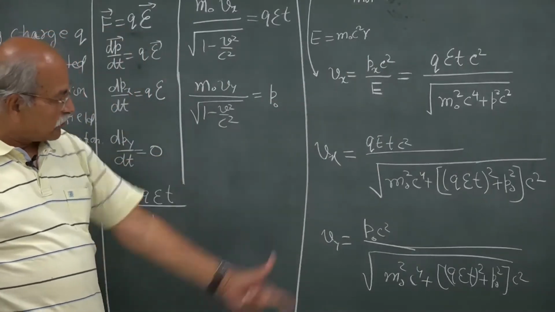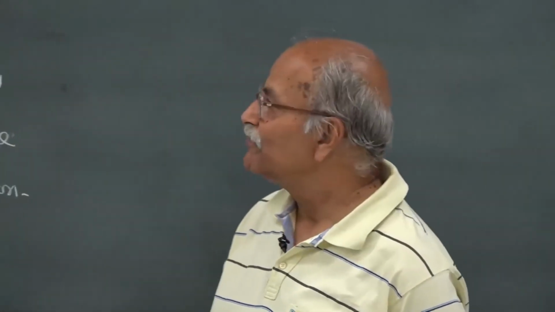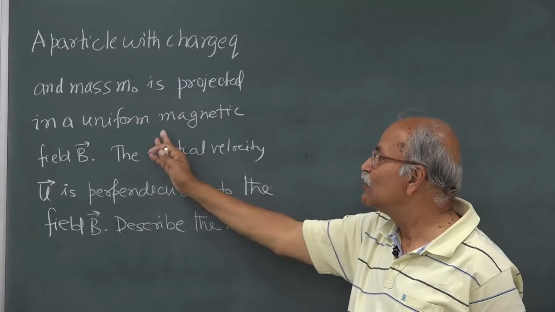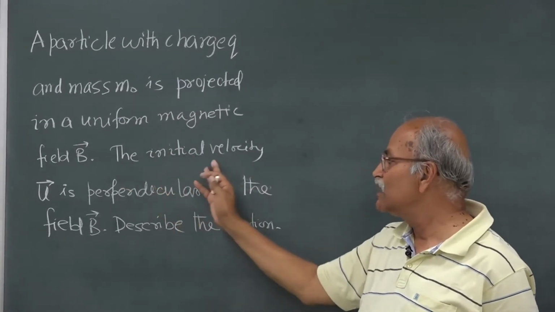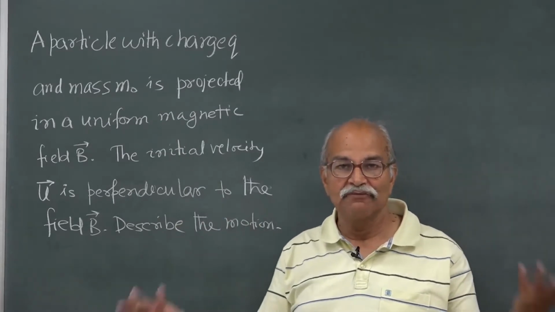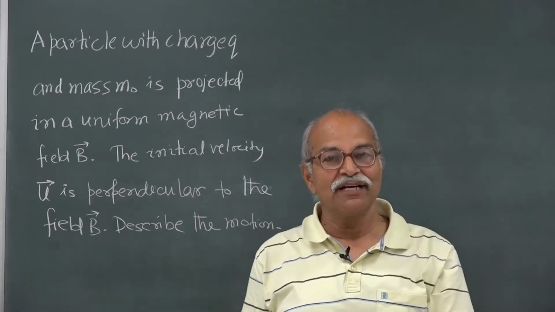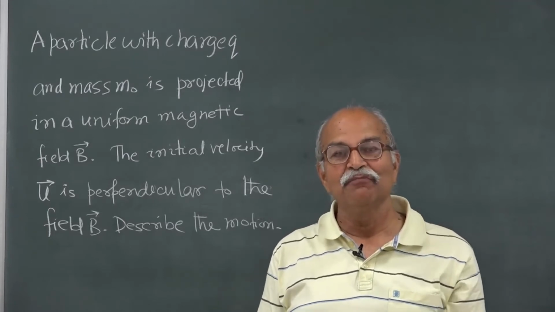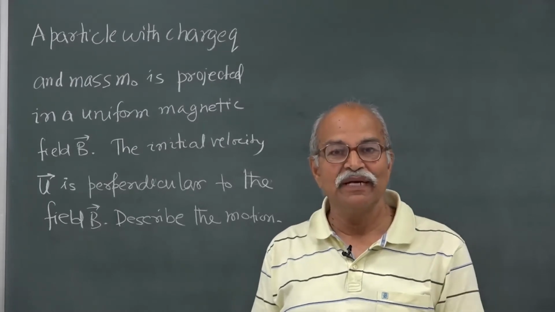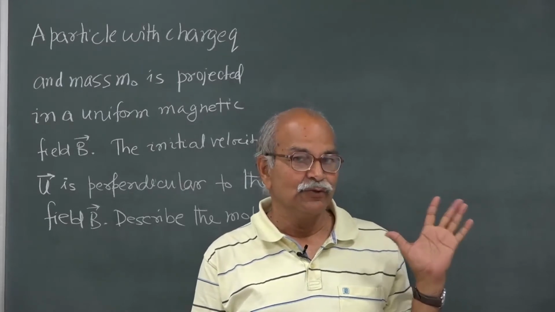Now, let me go to one more problem. So, here is the problem. A particle with charge q and mass m naught is projected in a uniform magnetic field B. The initial velocity u is perpendicular to the field B. Describe the motion. This is a very standard problem. If a charged particle is projected in a magnetic field perpendicular to it, it goes in a circle with angular frequency qB by m. So, that is the same problem here, but now relativistic equations are to be used.